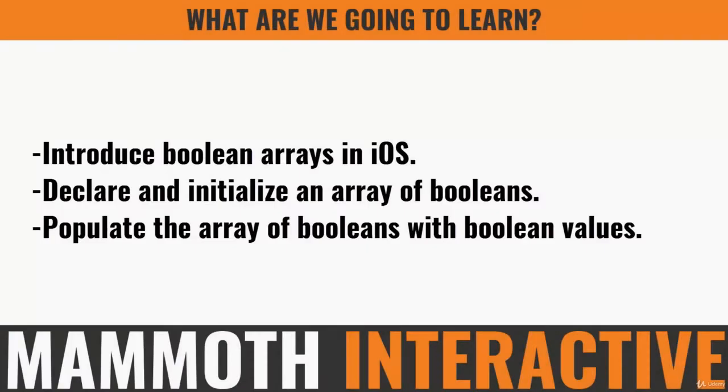In this part of our tutorial, we will introduce the Boolean arrays in iOS. So we're going to do that by declaring and initializing an array of Booleans. So we're going to assign a name, and then we're going to populate the array of Booleans with some Boolean values, just to show you exactly what a list of Booleans could look like.